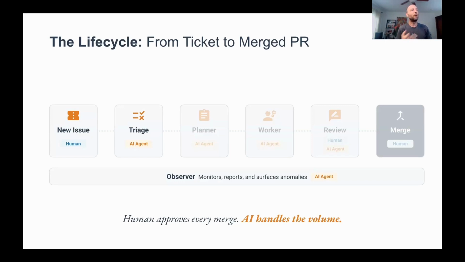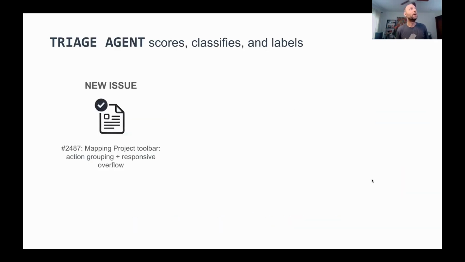So where do you start? You start with the observer and triage. These two agents don't touch code. They don't open PRs. They organize and report. So this is where you start. This is where you build that trust. And this is what's also live today on OCL right now. So let me show you.